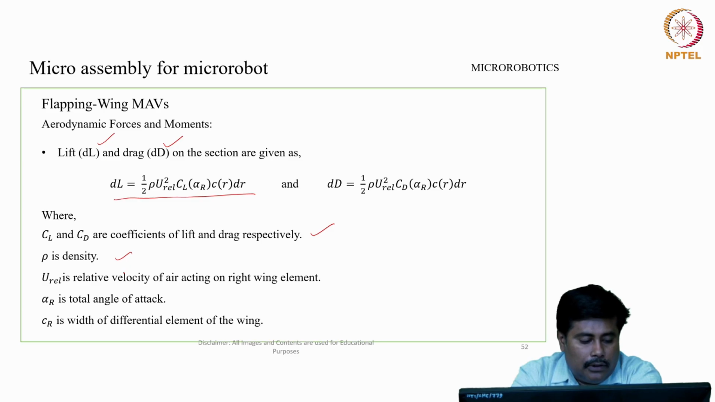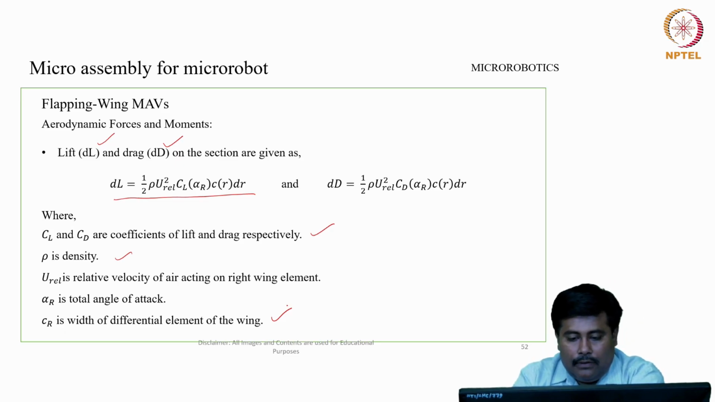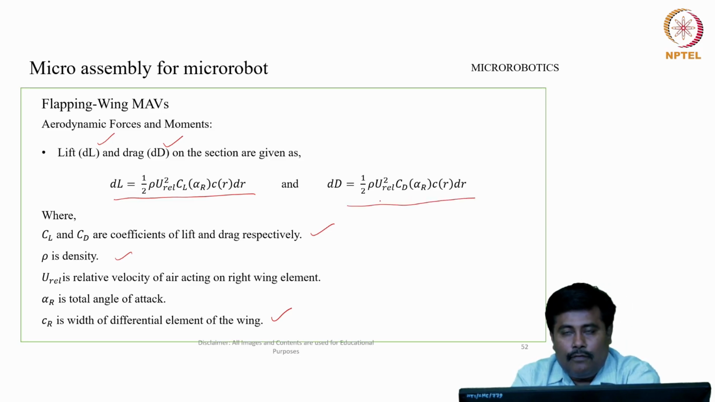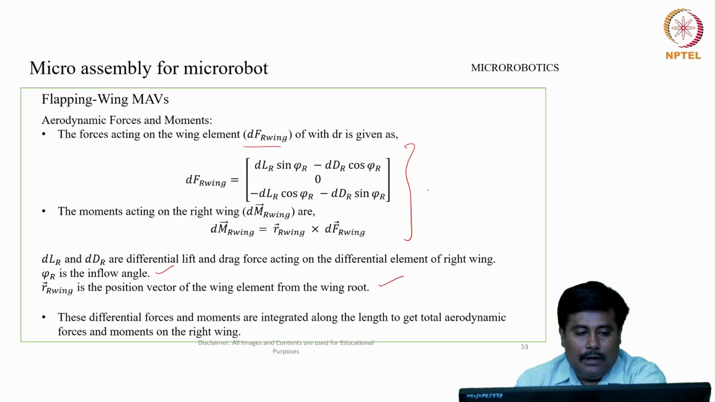U_R is the relative velocity of air acting on the right wing element, alpha_R is the total angle of attack, and c_R is the width of the differential element of the wing. Then from the dD point of view, dD is half rho U_R squared C_D(alpha_R) c_R dr.